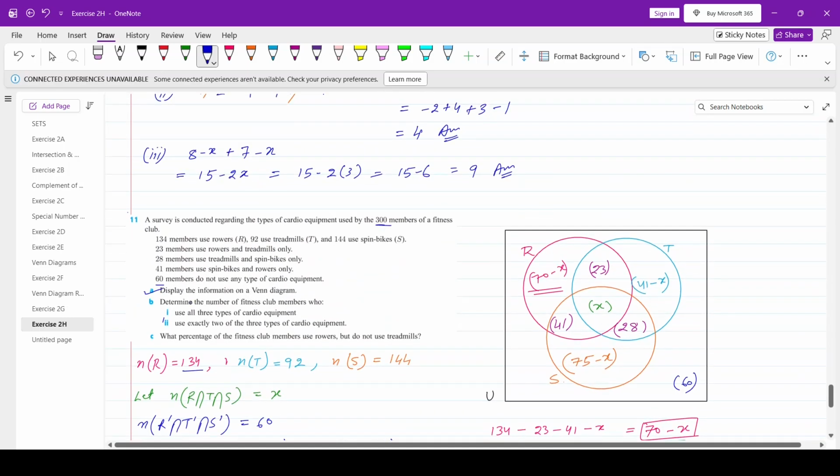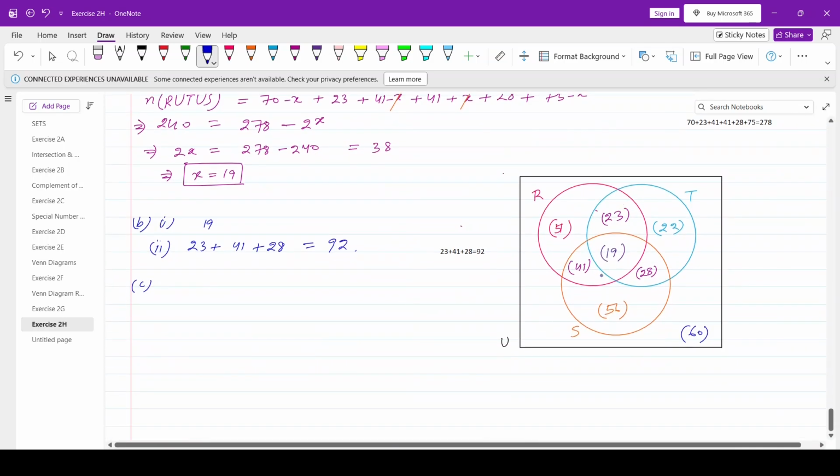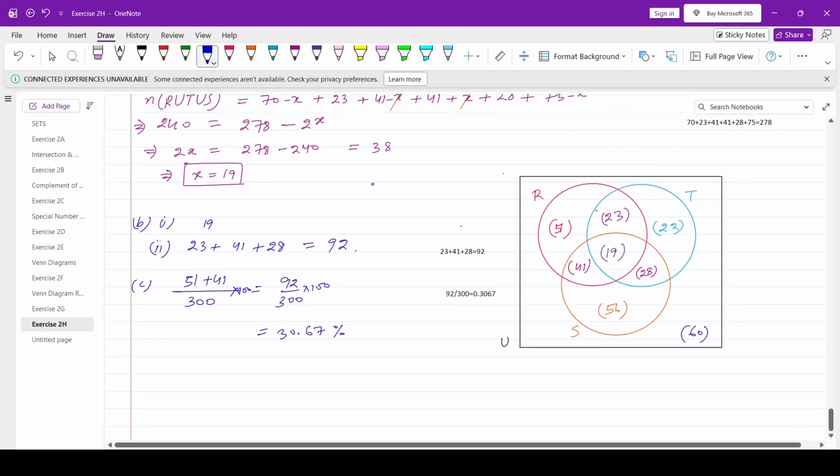Now part C says, what percentage of the fitness club members use rowers but do not use treadmills? Use rowers but do not use treadmills. Therefore 51 plus 41 divided by total number of members. So this is going to be 92 divided by 300, which is equal to 30.67%. So that's it for today. I'll see you in the next session.